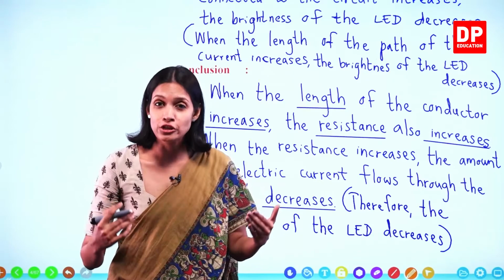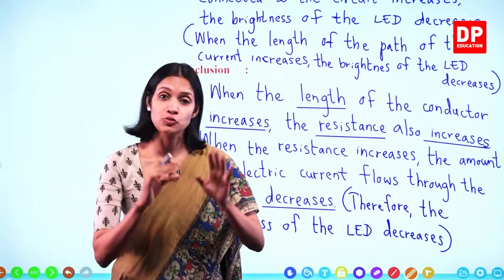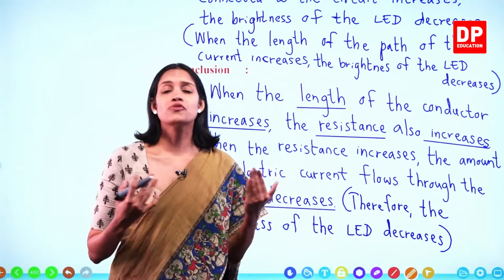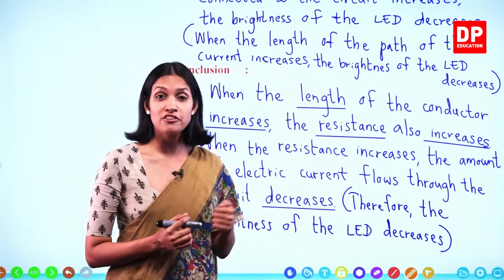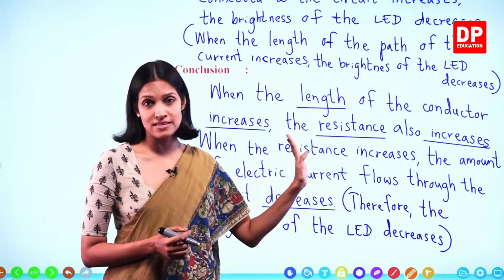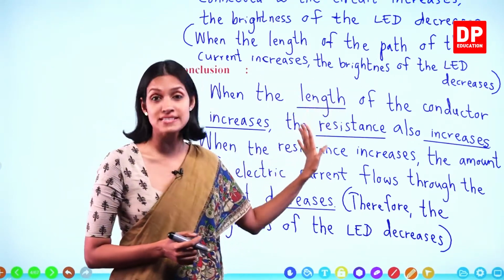Resistance means the barrier towards the flow of electric current in a circuit. So this resistance changes from time to time, based on different factors. I hope you understood that length affects the resistance. The length of the conductor affects the resistance.